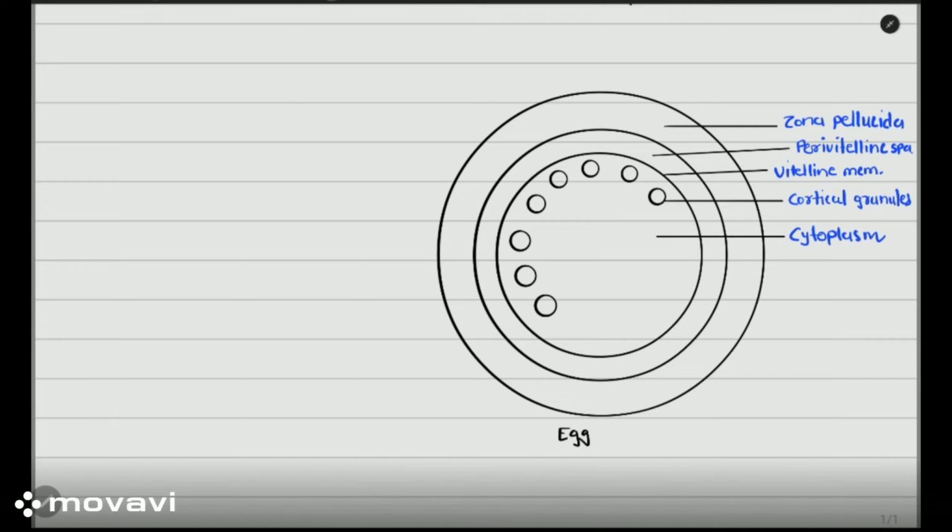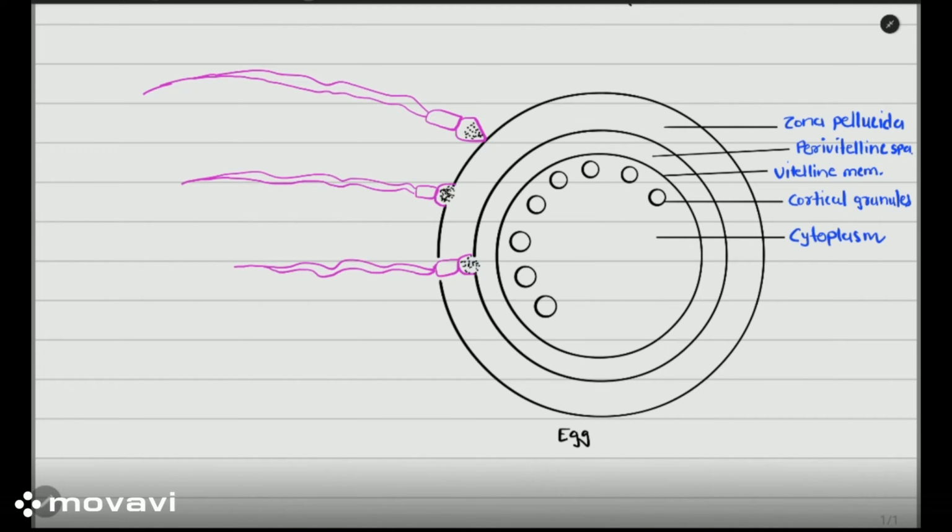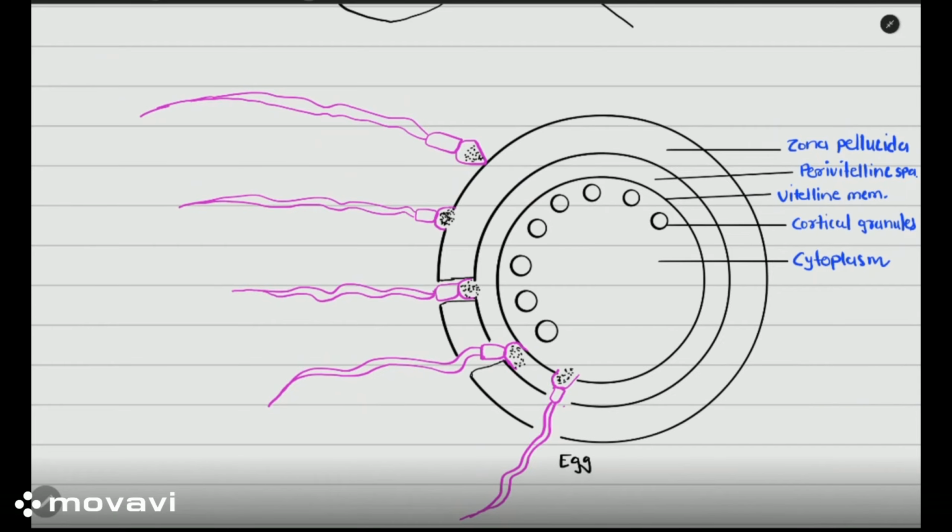Now we will see what happens when the sperm comes to the egg and how fertilization takes place. First, the head of the sperm comes in contact with the outer layer of the egg, which is the zona pellucida. The acrosome of the sperm reacts with the zona pellucida and helps break it down to allow entry into the egg. Now the sperm reaches the paravitelline space. The sperm penetrates into the paravitelline space as part of the fertilization process. As the process continues, the plasma membrane of the sperm fuses with the plasma membrane of the egg. We know that the head of the sperm contains the nucleus. After fusion, the nucleus of the sperm is released into the cytoplasm of the egg.